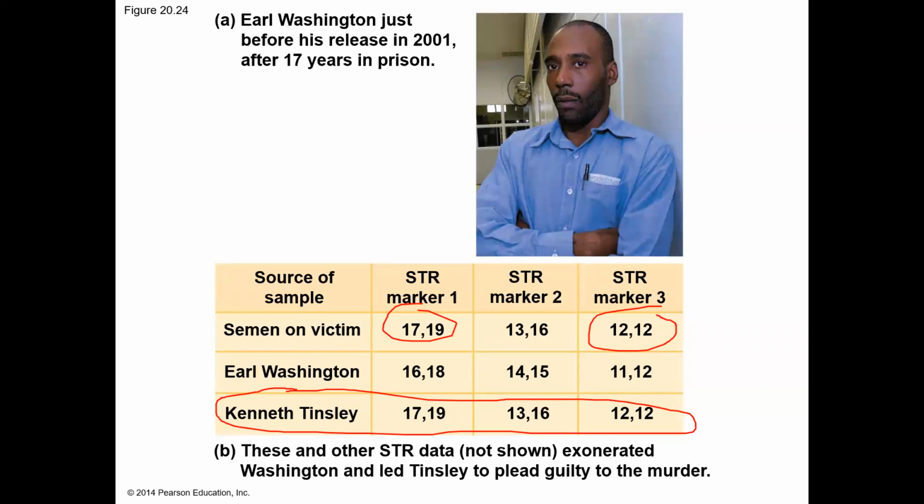And we can see here Earl Washington on the STR marker 1 did not match at all, or marker 2, or even marker 3, where he had only a 12. So you can clearly see that Mr. Washington here was charged with a crime that he didn't commit.